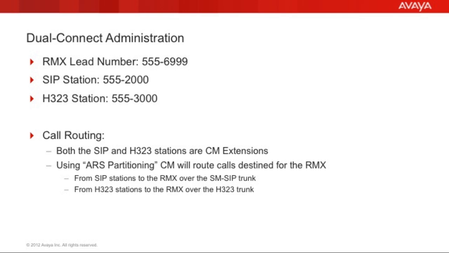Lastly, we just want to mention that we'll be using a feature in Communication Manager that's known as ARS partitioning to essentially route calls destined for the RMX over one of two different trunk groups. For our SIP stations, we'll route calls over the SIP trunk group in Communication Manager. And for our H323 stations, we'll route calls destined for the RMX over the H323 trunk. So let's start off by looking at how we configure Communication Manager for this dual connect environment.